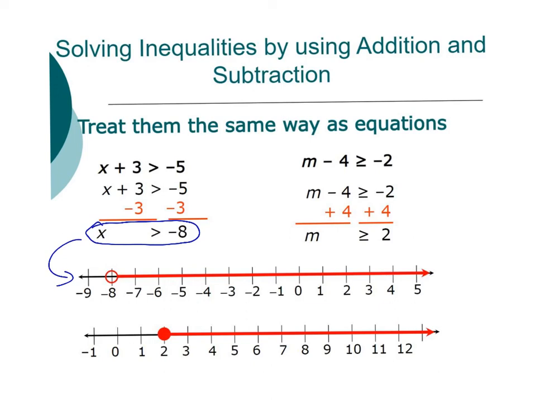In the sample over here, again, M is greater than or equal to 2. There's going to be a closed circle. And again, I shaded all the numbers leading to the right. And I continue with an arrow because the numbers keep going and going.